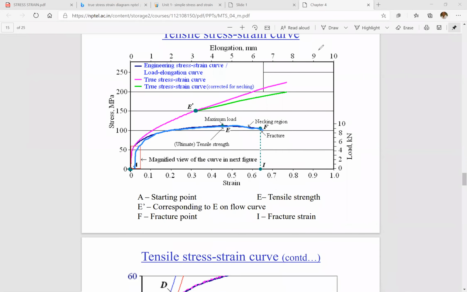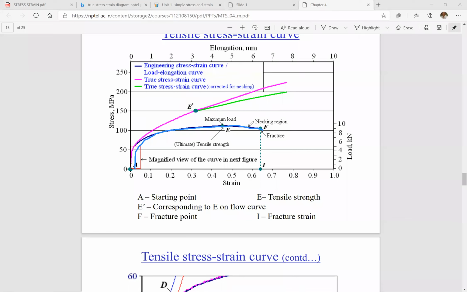This is the true stress strain diagram, the line I have drawn here. This is the engineering stress strain diagram for a ductile material. As you know, there are several points: the proportional limit, the elastic yield point, then the ultimate stress point, then necking, and after that fracture. This is the maximum load point, or we can say the ultimate stress point.